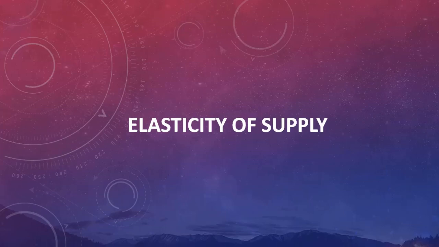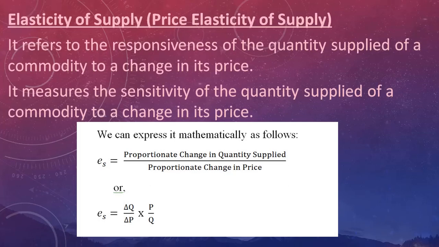Okay, dear students, now in this video we will discuss elasticity of supply. By this elasticity, we are actually referring to price elasticity of supply. It refers to the responsiveness of the quantity supplied of a commodity to a change in its price. Because of the change in price, how much the quantity supplied changes shows its responsiveness, how much it is affected. That is referred to as the elasticity of supply.